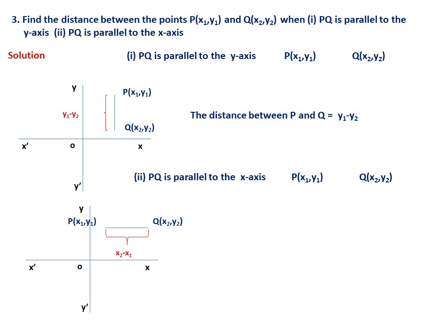You can use the distance formula also. Therefore here also it is x2 minus x1. As before, if x1 and x2 are interchanged, then it is x1 minus x2. Therefore you can also say in the first case it is mod y1 minus y2, and in the second case it is mod x1 minus x2. You can also do like that. Since I have taken a specific condition here in using the diagram, I have not used the mod, so that is the only difference.